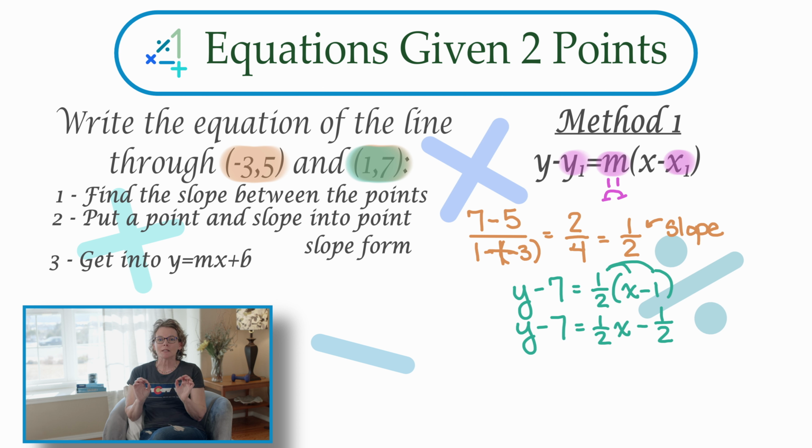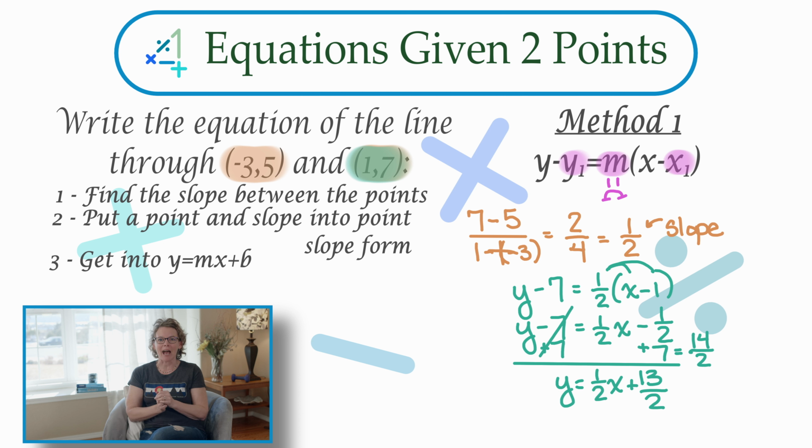I've got to clean this up by adding 7 to both sides. -1/2 plus 7 needs a common denominator. 7 is the same as 14 over 2. 14/2 minus 1/2 is 13/2. Y equals 1/2 x plus 13/2. That was some great work.